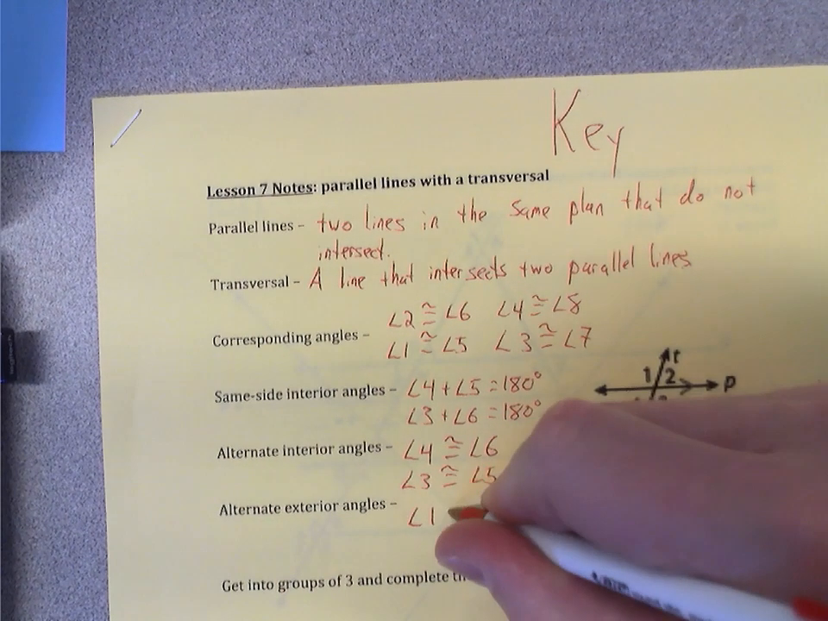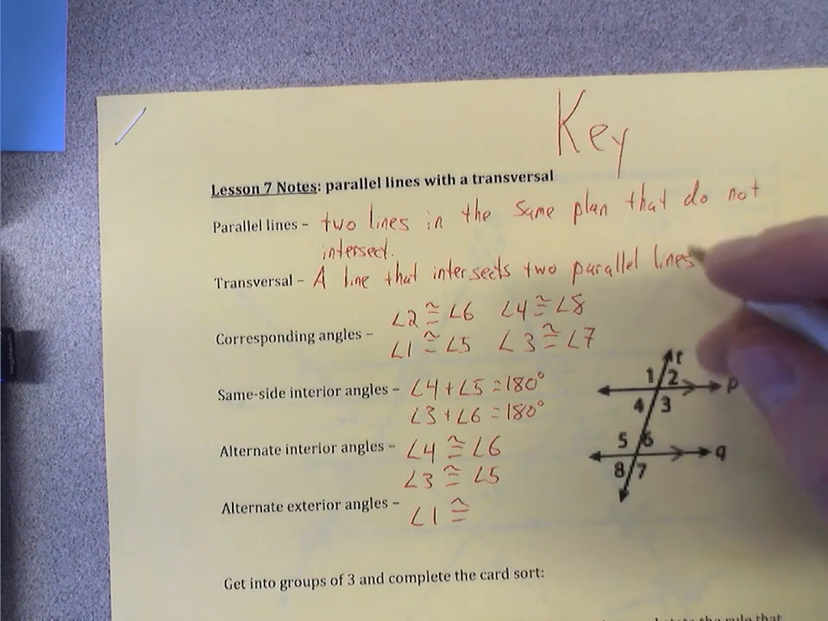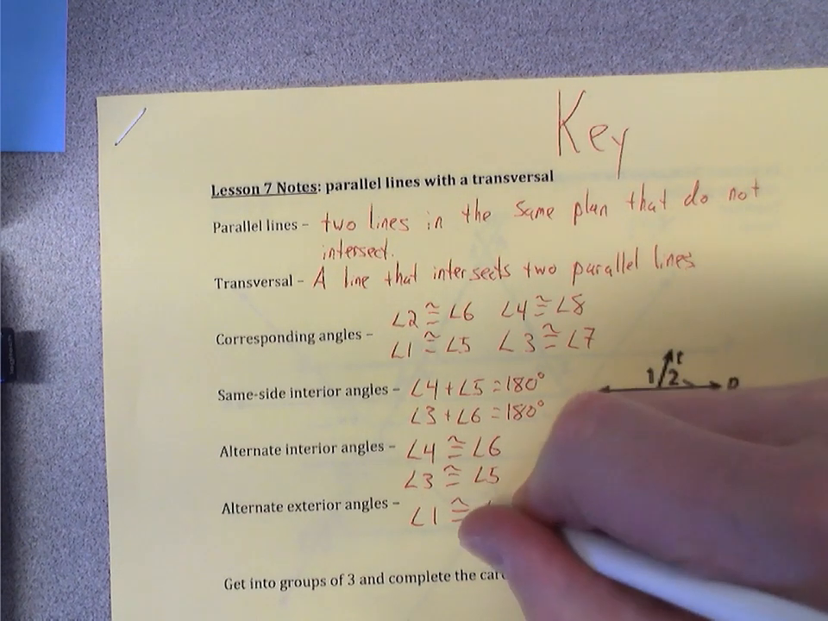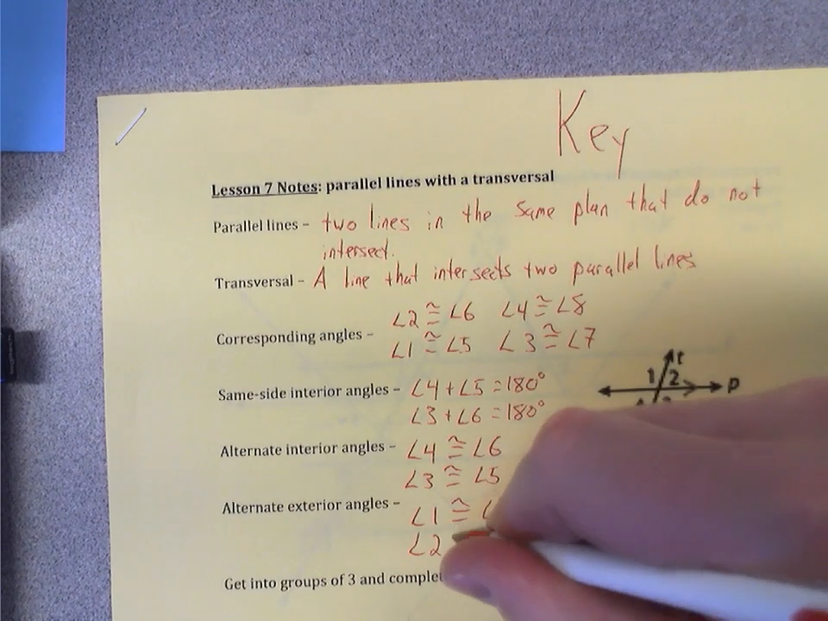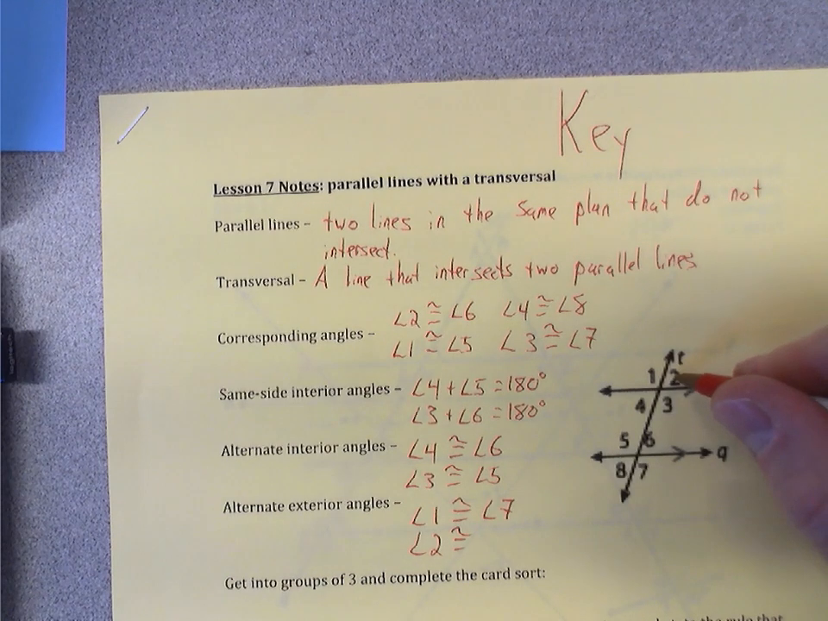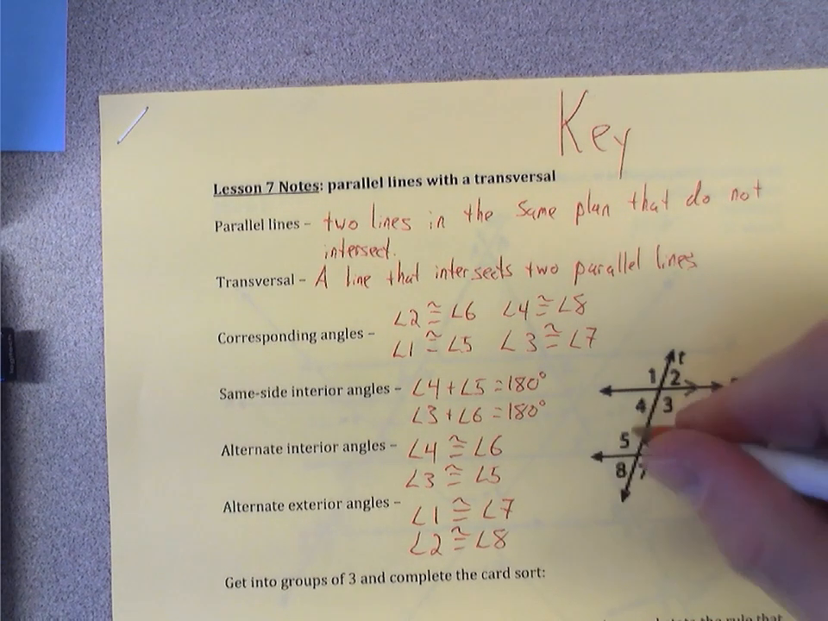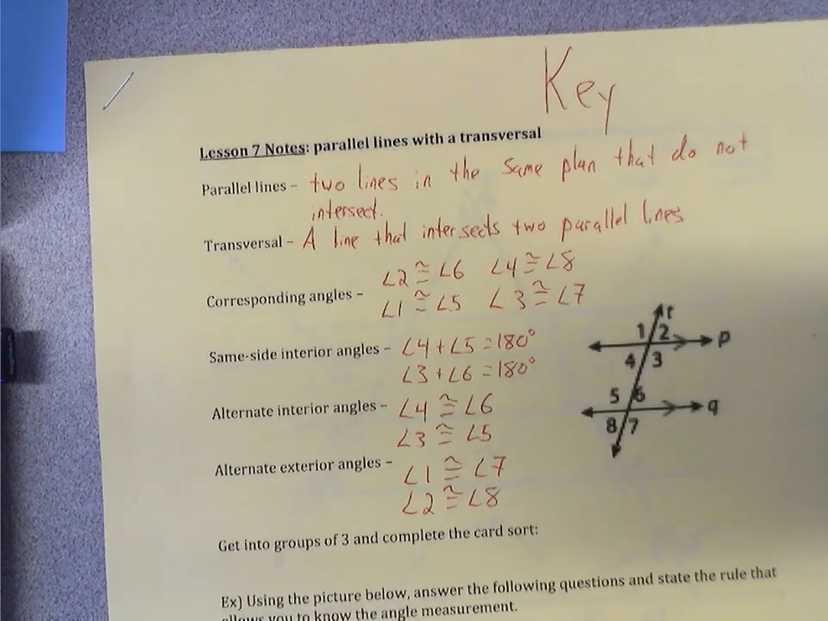Then we have alternate exterior angles, the same thing but on the outside. So for example, angle 1 here, what angle would be identical to angle 1? Well, alternate exterior, so it has to be on the outside. This is outside, so it is angle 7. And then angle 2, there's angle 2 on the outside. Angle 8 is the other angle on the outside, versus the interior ones that we just did before.